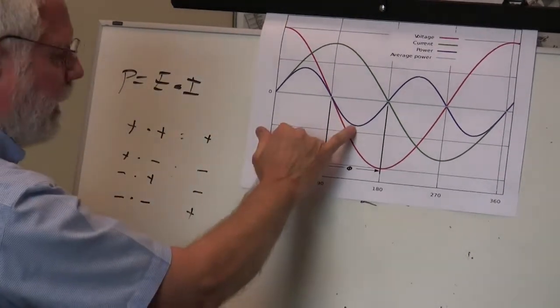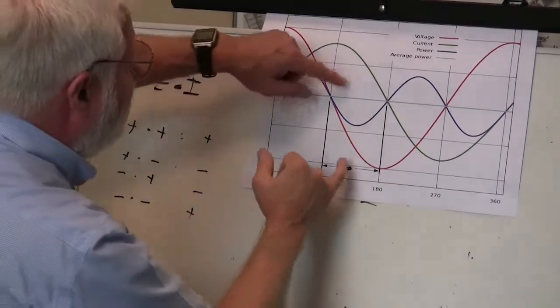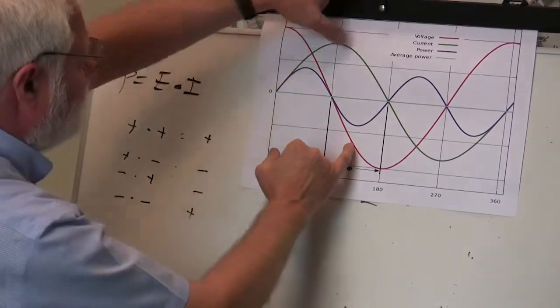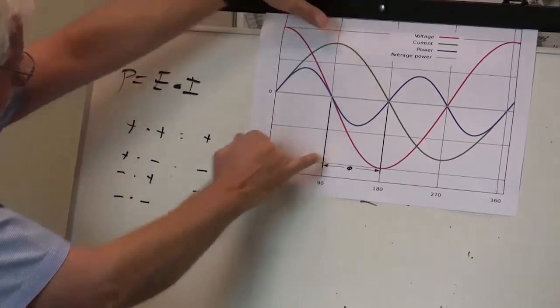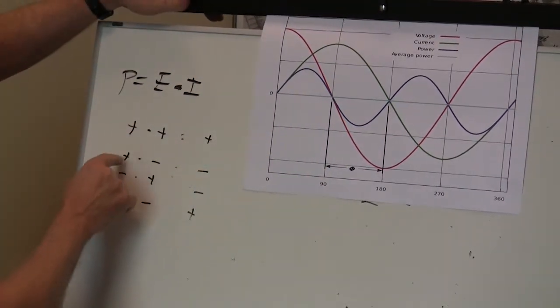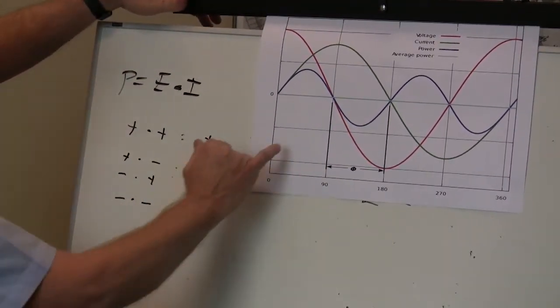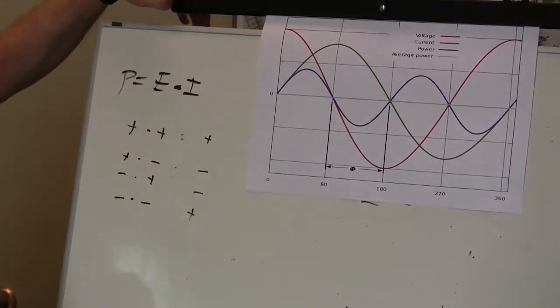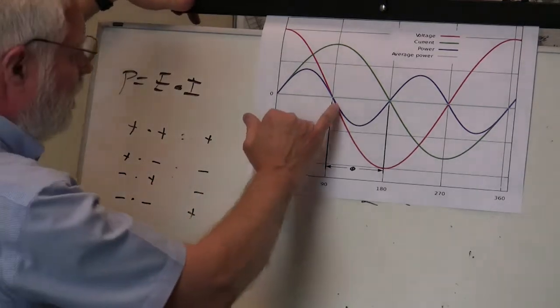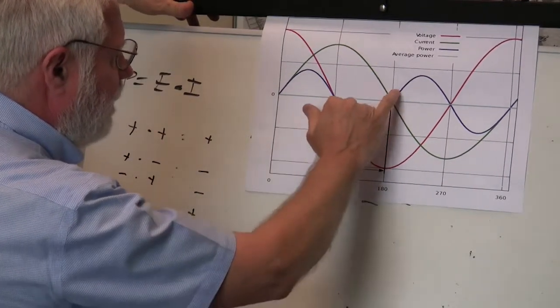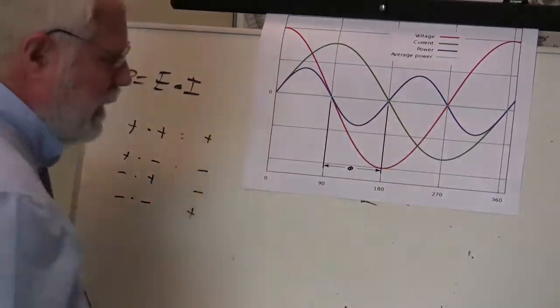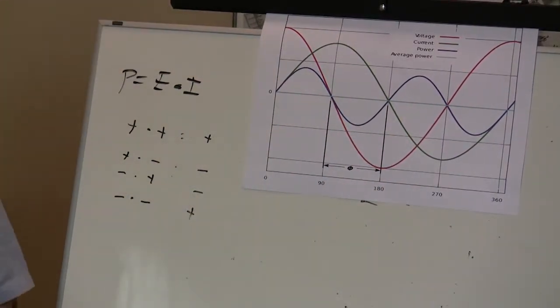But look what happens when we get down to here. Now we have a negative value of voltage and a positive value of current during this phase right here. Well, a negative times a positive is a negative. So the power becomes negative. Remember, power is never negative with a resistor. But in this case, the power becomes negative and goes down for a period of time, and then it goes positive, then it goes negative. Now, what the heck is negative power? That's kind of a mind-blowing concept, negative power.